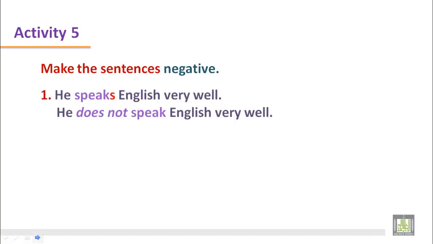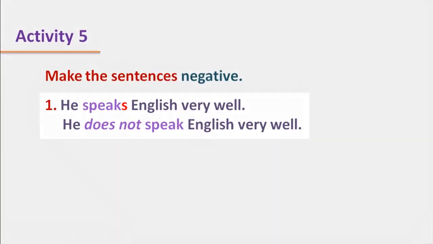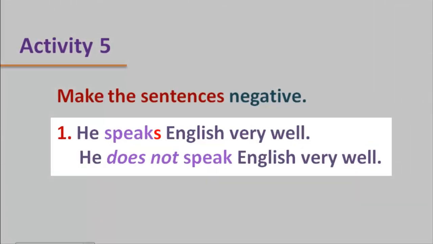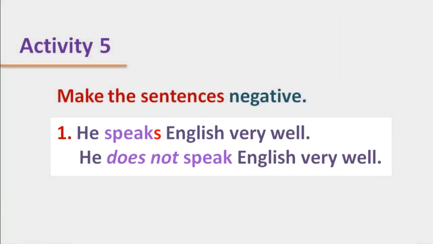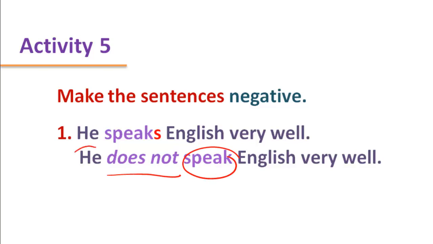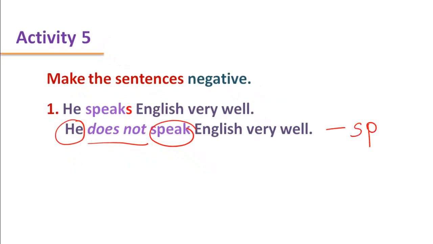Activity 5. This activity will show you how to make negative sentences. Here are some sentences and we are going to make them negative. Number 1. He speaks English very well. This is a statement and we are going to make the sentence negative this way. He does not speak English very well. Here does not is for the subject he, as it is third person singular, then the verb is in the base form speak. When we use the third person singular, we write speaks, but when we make it negative, then we have to put the base form of the verb. It is just speak.